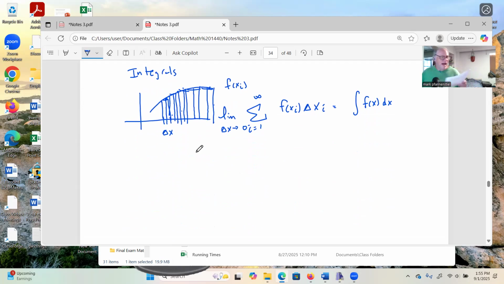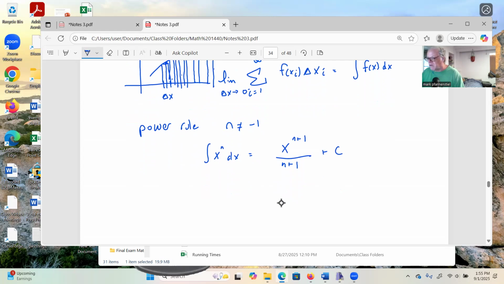As far as what we have for our integrals here, we have our power law, and this is for when n is not equal to -1. So the integral of x to the n dx is equal to x to the n plus 1 over n plus 1, plus c. And just like derivatives, if I have several x to the n's to deal with, I can distribute this integral through each term of the polynomial that I'm dealing with.